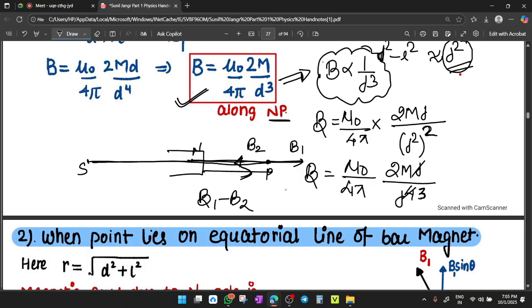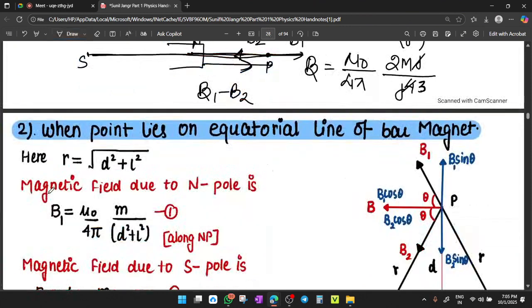that B is inversely proportional to d cube. Note it down. Now talking about when the point lies on the equatorial line of the bar magnet.